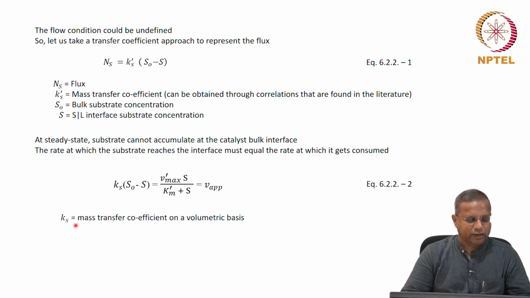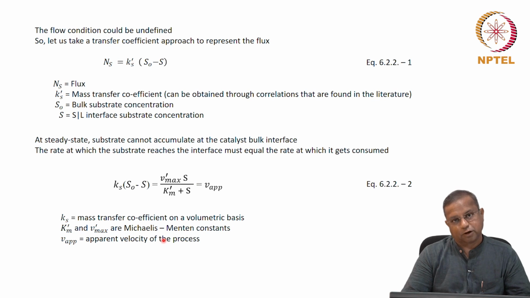As I mentioned, Ks is the mass transfer coefficient on a volumetric basis. Km dash and Vmax dash are Michaelis-Menten constants, modified because of the dash here, because these could be different from the intrinsic or the solution kinetic constants. This is the immobilized case here. And V app is the apparent velocity of the process itself. Okay.